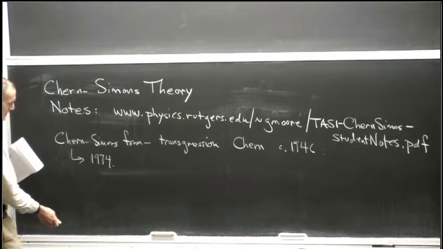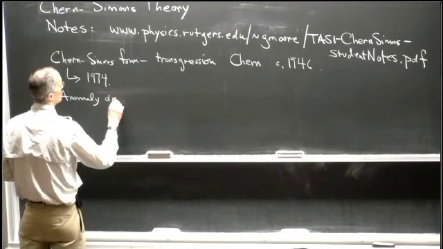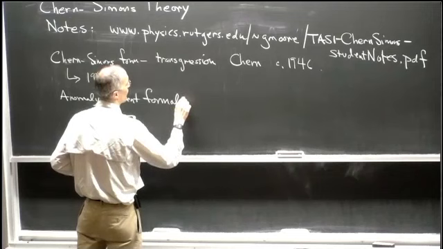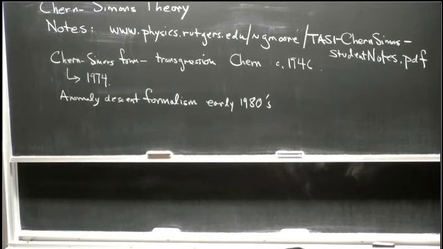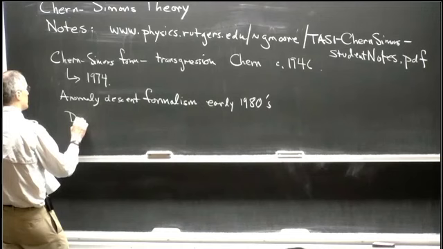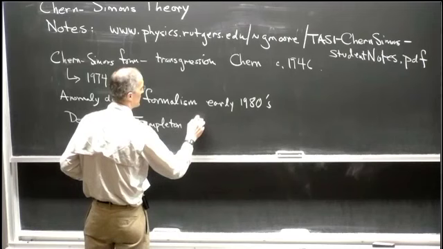I don't know exactly when, but there's something called the anomaly descent formalism, and Chern-Simons forms play an important role there. And that's the early 80s. As far as I know, the first people to consider using a Chern-Simons term as a term in an action is work of Deser, Jackiw, and Templeton, in 1982, I believe.